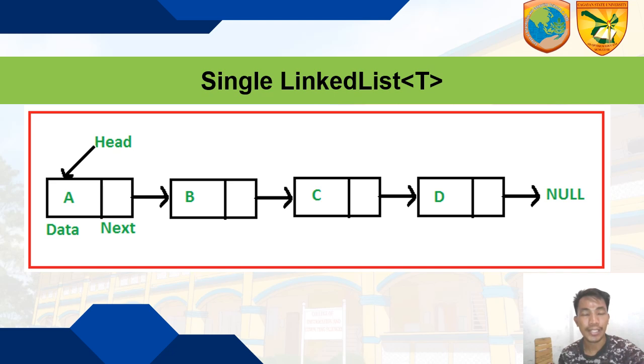In simple words, a linked list consists of nodes where each node contains a data field and a reference or link or pointer to the next node in the list. We have here an example of a singly linked list. We have here the head containing the data and the reference which points to the next node.